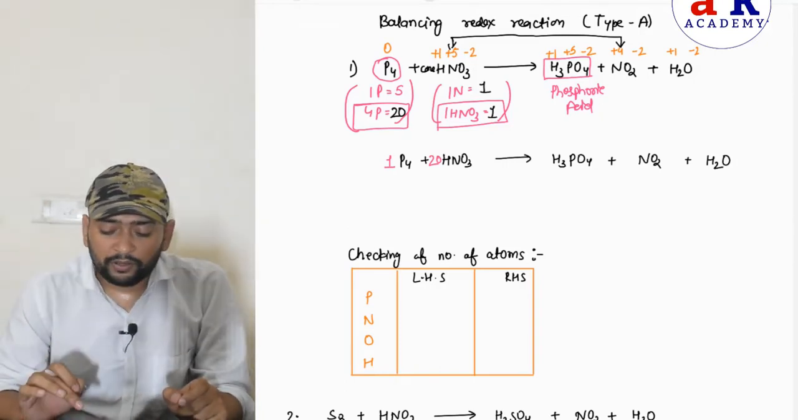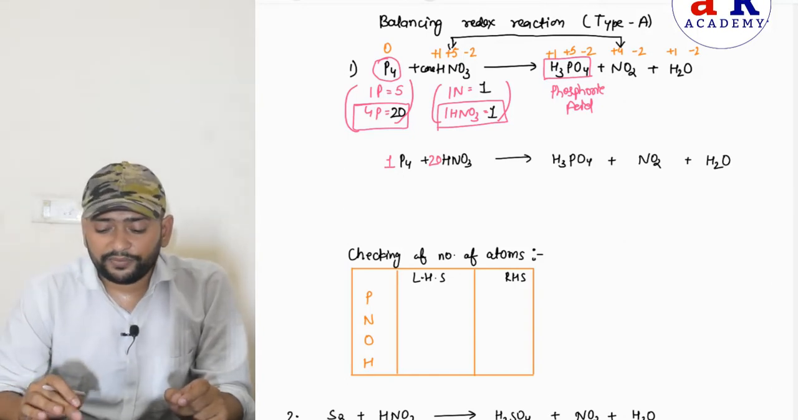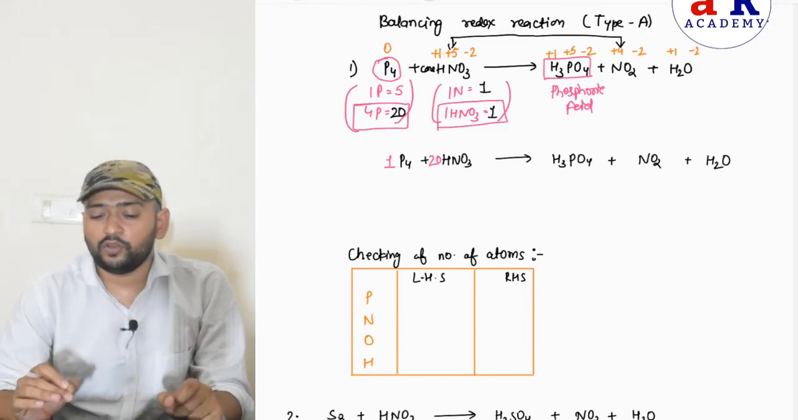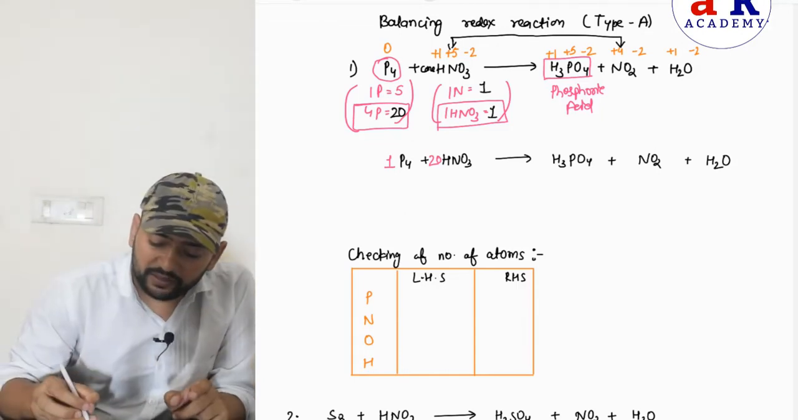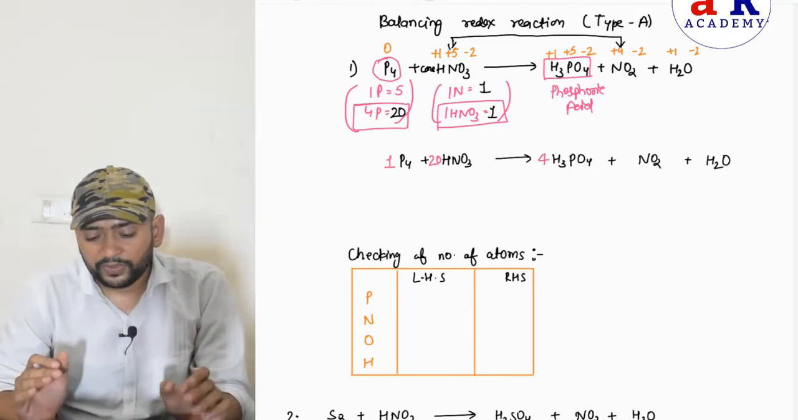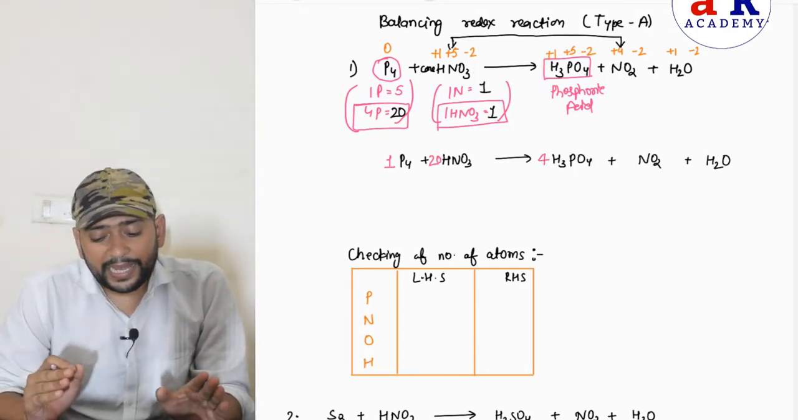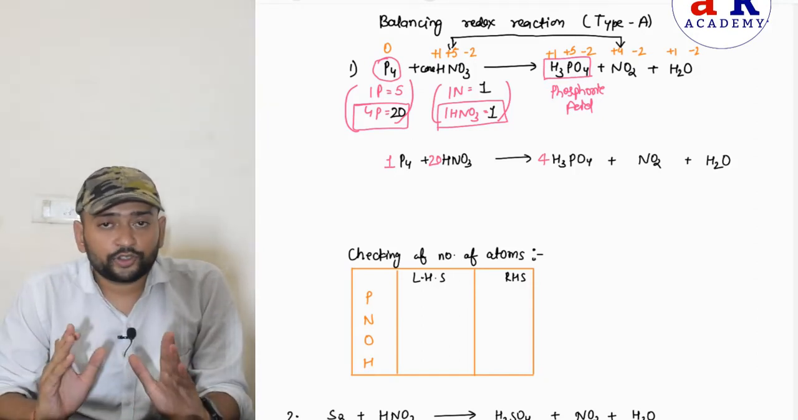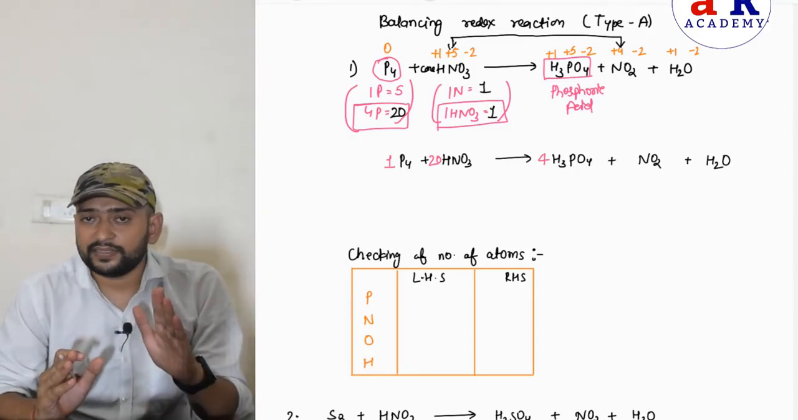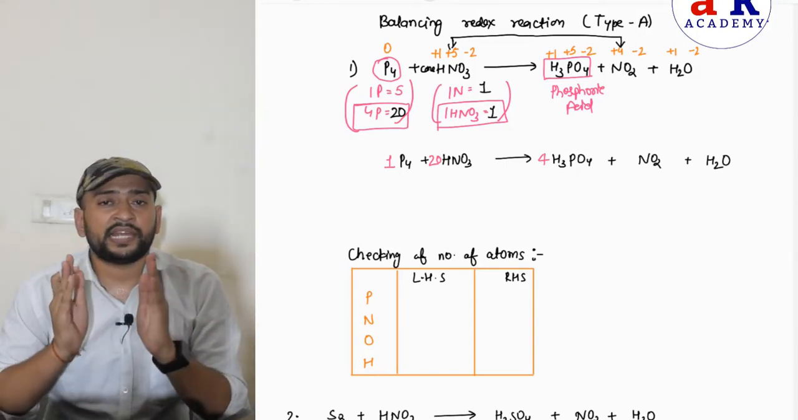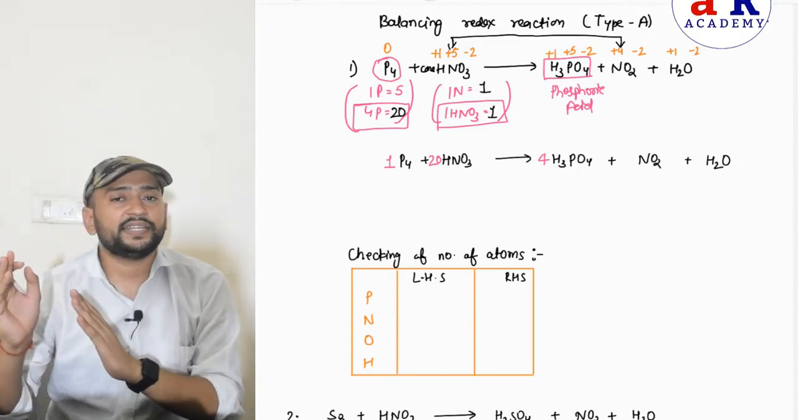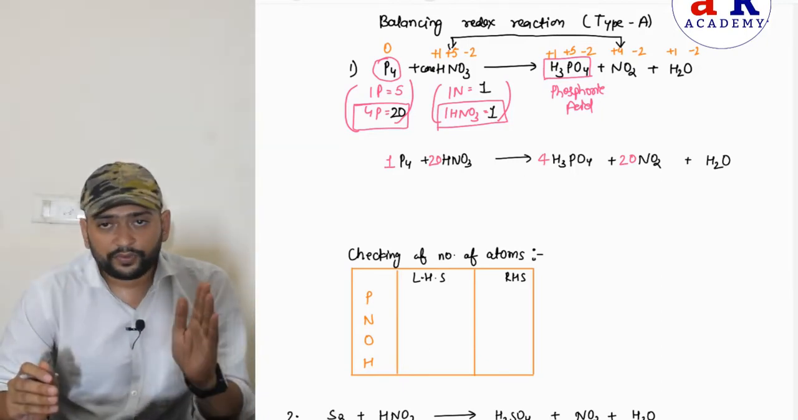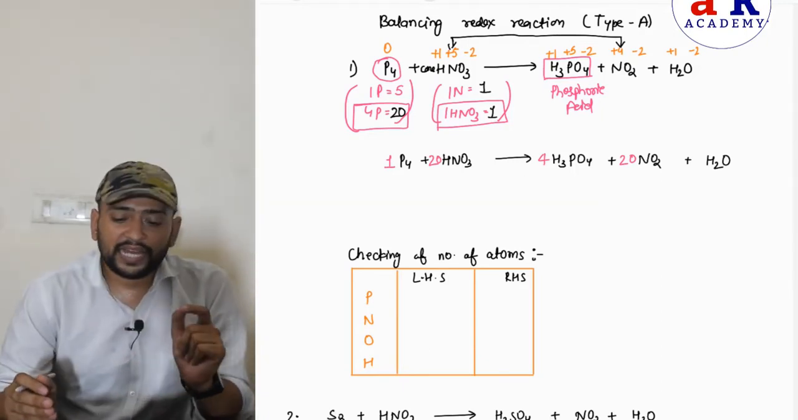Here we have P4 and on the right hand side we have H3PO4. It means that I should multiply this H3PO4 by 4. Now for NO2, we have 20 HNO3, so 20 NO2 should be there, because if 20 nitrogen atoms are present on the left hand side, 20 nitrogen atoms should be present on the right hand side. So I will multiply this NO2 by 20. So this is 4 H3PO4 and 20 NO2.